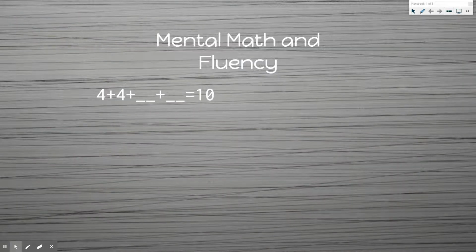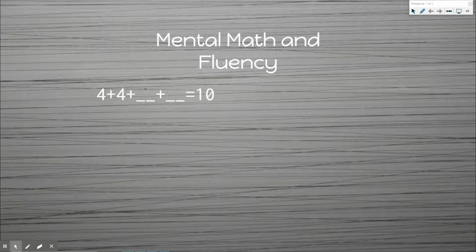All right, in your head, I want you to see if you can figure out the missing numbers. 4 plus 4 plus blank plus blank equals 10. You should have answered 1 for both of those spots. 4 plus 4 is 8. 1 plus 1 is 2. 8 plus 2 is 10.